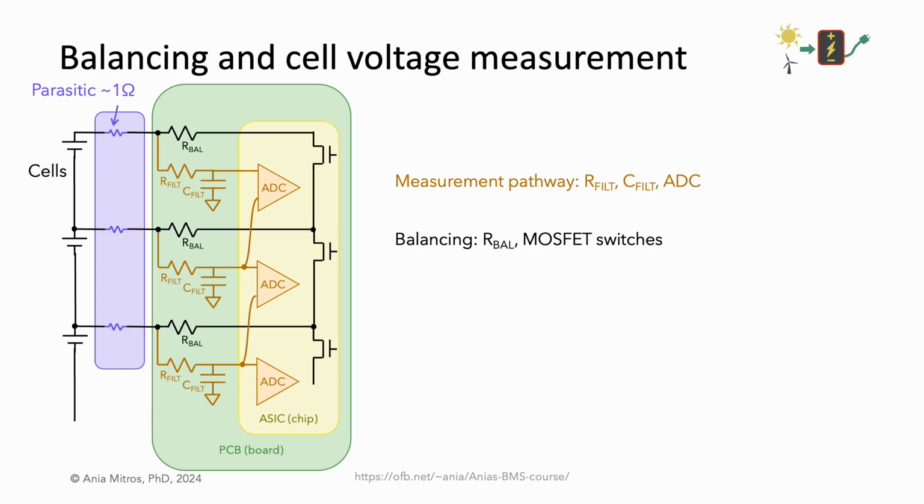We have the balancing resistors on the PCB and the balancing MOSFET switches on the BMS chip. In purple, we have the wire harness, consisting of connectors and the wires themselves. The parasitic resistance of these components is shown explicitly.